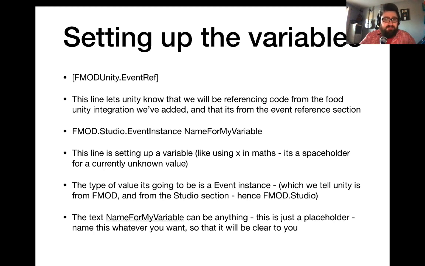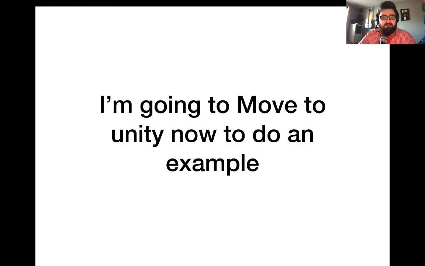And we're telling Unity that we take an event instance from the studio section in FMOD. And that's why it's fmod.studio.eventInstance. We're telling Unity exactly where we take that from. Now, the text name for my variable can be anything. It's just a placeholder. It's just a name. Just name it so that it's going to be clear to you. It's not going to be a surprise. You're not going to have difficulty remembering what it is later on.